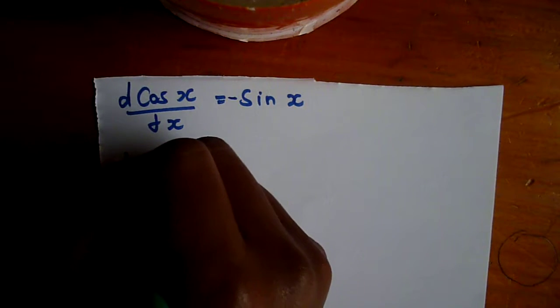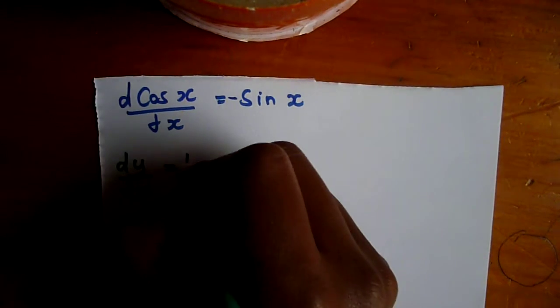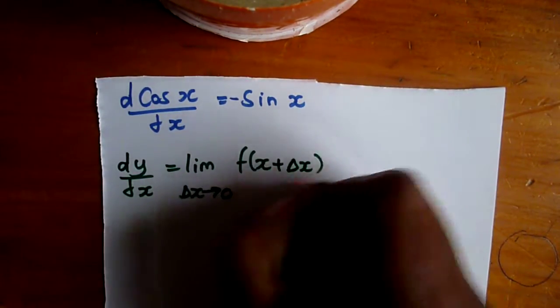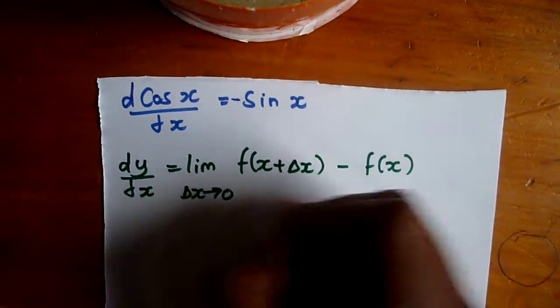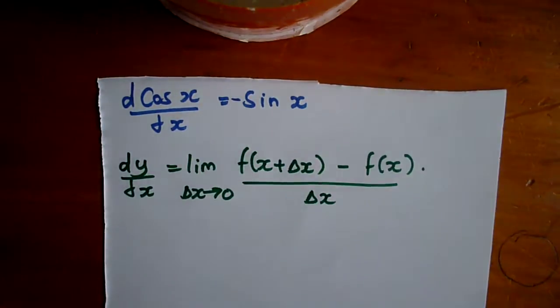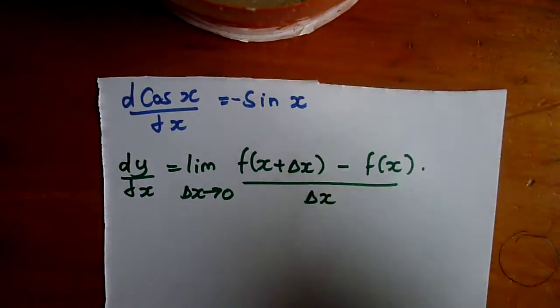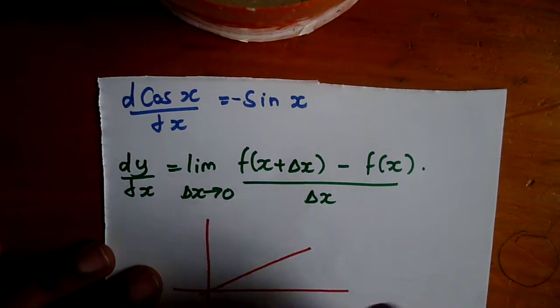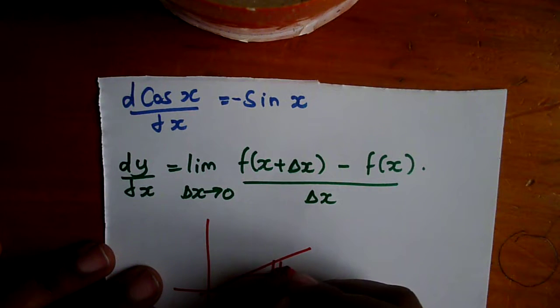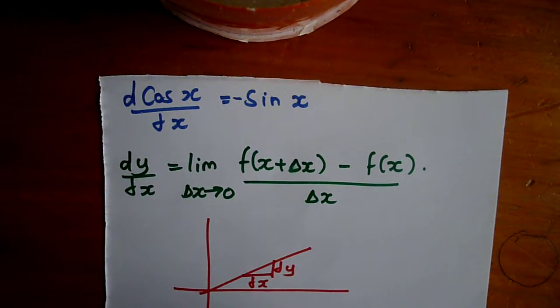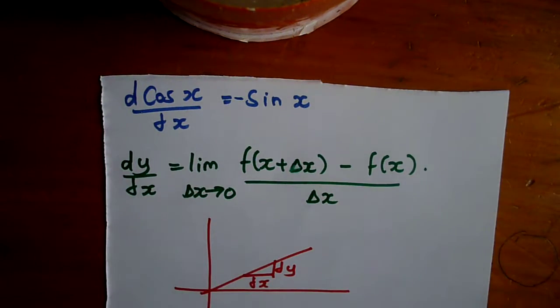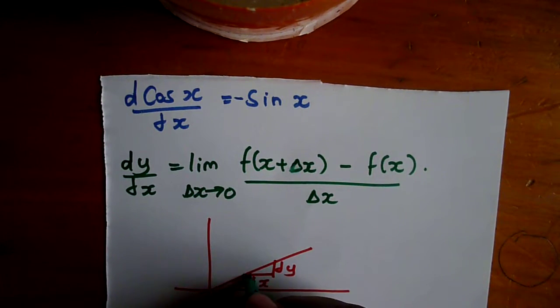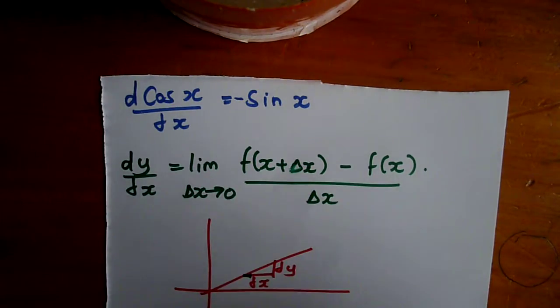And we're going to use first principles, which states that dy with respect to dx equals the limit as change in x tends to 0 of f of x plus a small change in x minus f of x all over change in x. This is a really simple thing. Like when we draw graphs, what is a derivative? A derivative is a small change in x and a small change in y. Now what we're trying to do is make the change in x as small as possible. This just means tending to 0, okay?